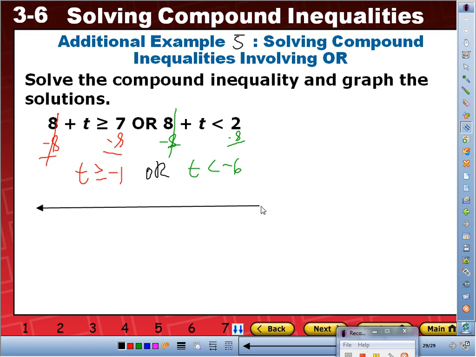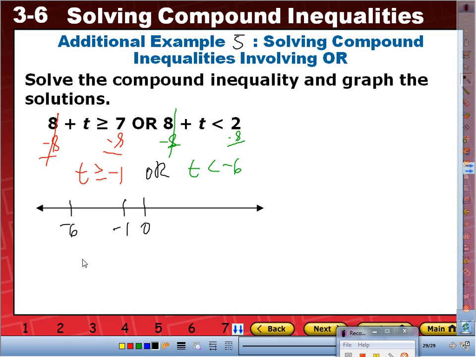To graph this, let's see. 0. I got negative 1 right here, negative 6 over here. I'm going to do the red part first. This one, negative 1. Does it include the point? Yes. T is greater than or equal to negative 1. What numbers are greater than negative 1? Everything to the right. This one, open point because it's not an or equal to. T is less than that. What numbers are less than that? Everything to the left. What do you notice here? Does not intersect. That's why these are known as or compound inequalities.